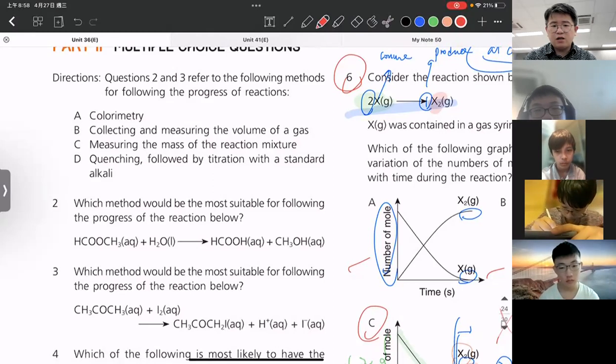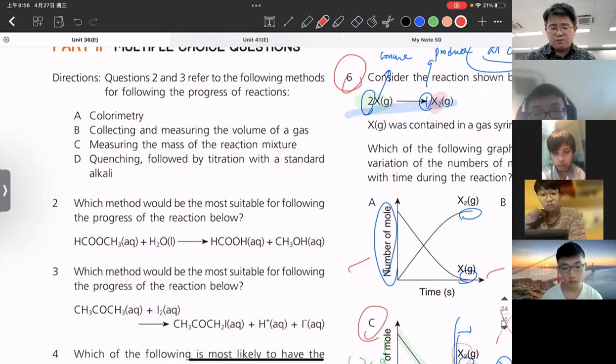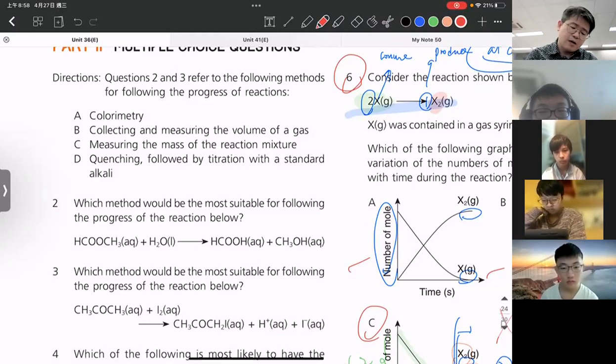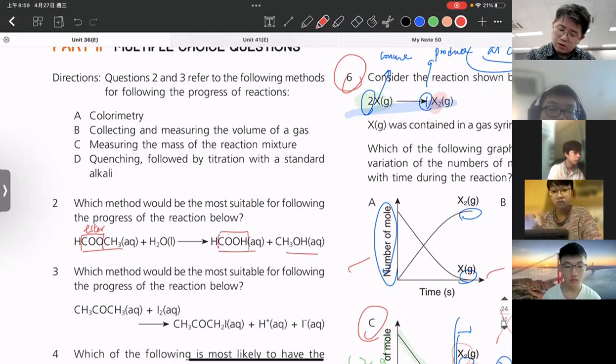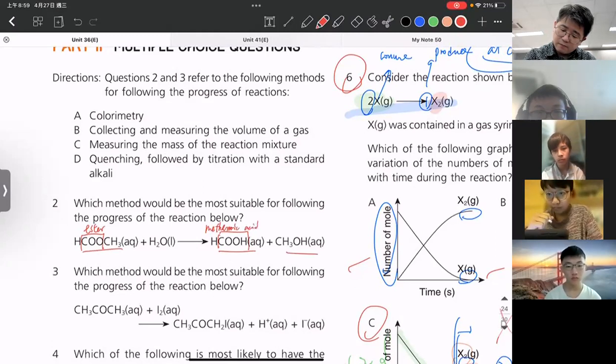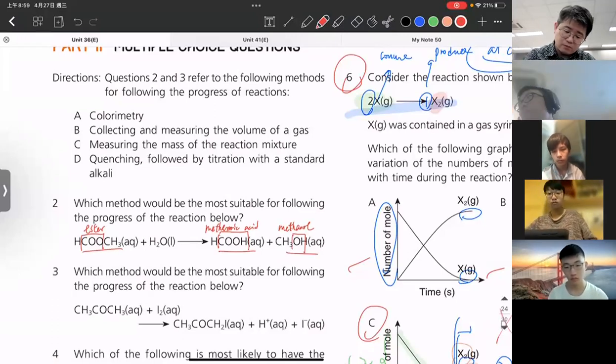Now you may find these chemicals strange, and you may not be so comfortable with them. We call them organic chemicals. This one we call an ester. This one is methanoic acid. This one is a type of alcohol, we call that methanol. And the ester here, we call methyl methanoate.